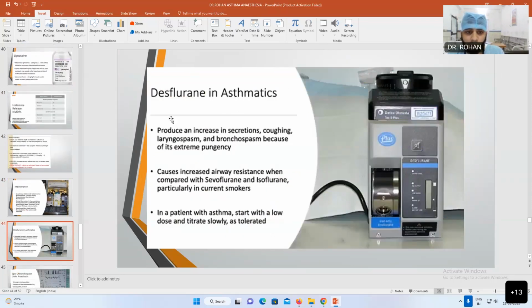Whereas desflurane is pungent smelling, and it can increase secretions and coughing, and it can increase the risk of laryngospasm. It causes increased airway resistance when compared with sevoflurane and isoflurane, especially in current smokers.